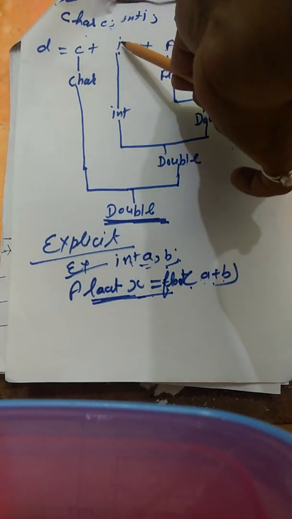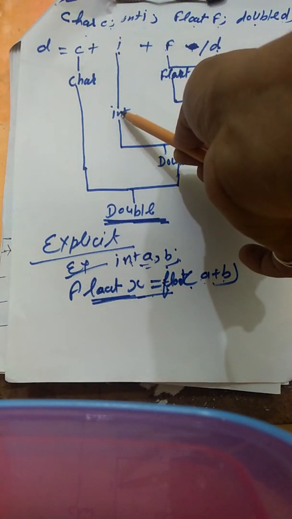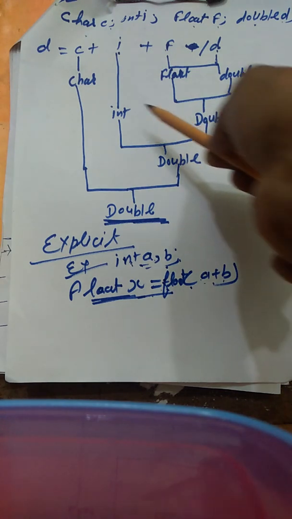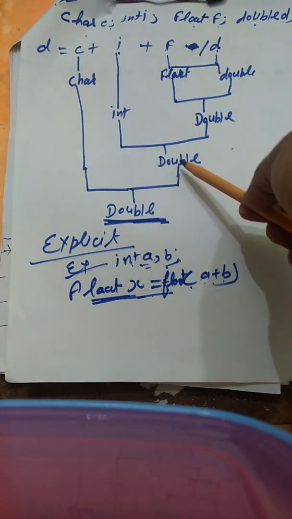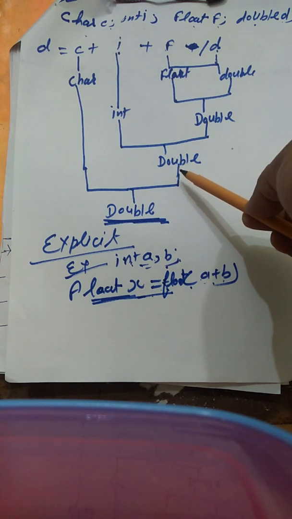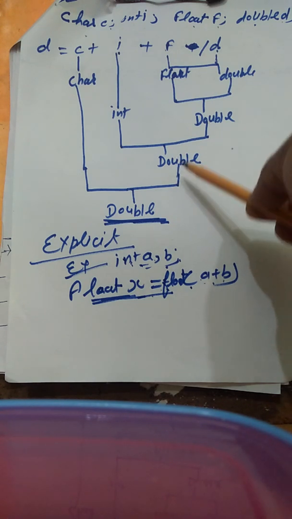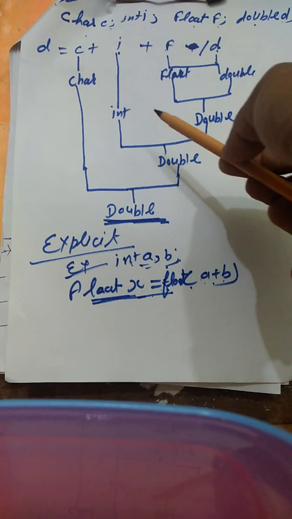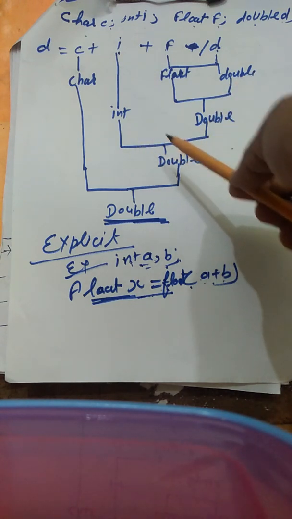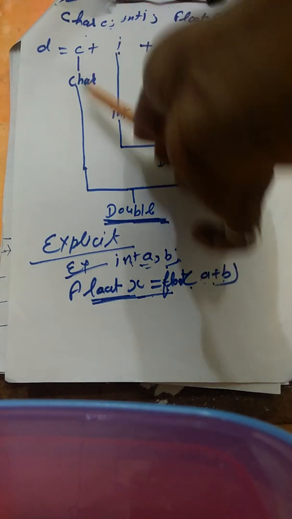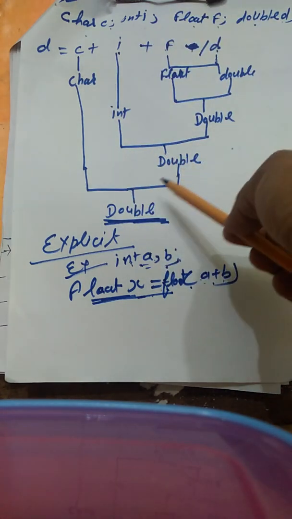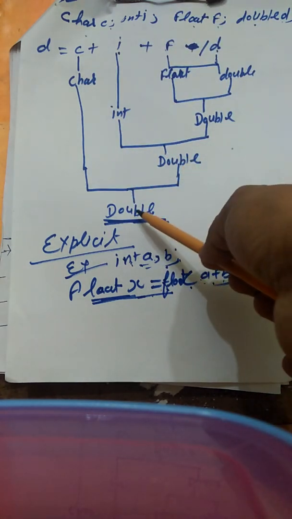Now next, this is integer and here is double, and the integer will be converted into double according to the rules. It will store the value into the higher type of data. Now this is double and this is character, and this character will be converted into double.